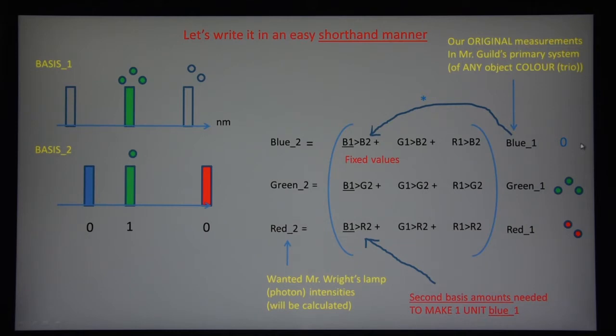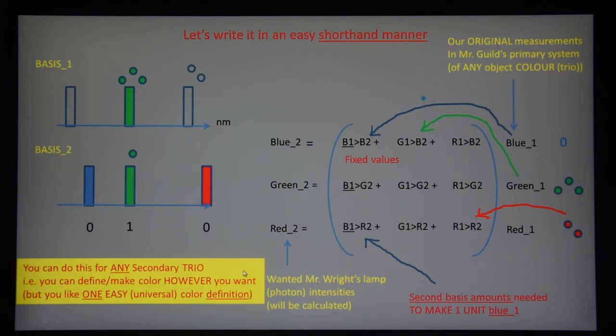So you have the amount of blue times the transfer from Guild to Wright system, plus the amount of green photons times this fixed coefficient, plus the amount of red photons times the other coefficients. And then you have the blue one, and the same you do for the green one, and the same you do for the red one. And so basically you can transform each trio, so each color that Mr. Wright has measured or calculated or camera captured or whatever, and turn it into the values of Mr. Wright. So that's fantastic.